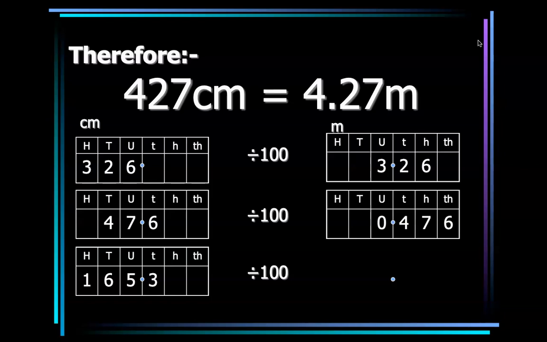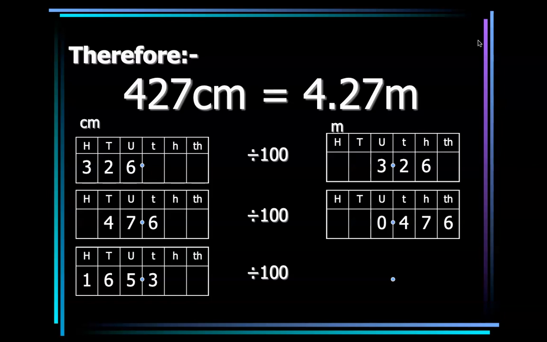And again, we're dividing by 100. There are 2 zeros in the number 100, so that tells us how many places the numbers must move. Notice the decimal always stays in the same place. So the 6 goes from tenths to thousandths, the 7 goes from units to hundredths, and the 4 goes from tens, because it's 40, so 4 tens, and it ends up in the tenths column.